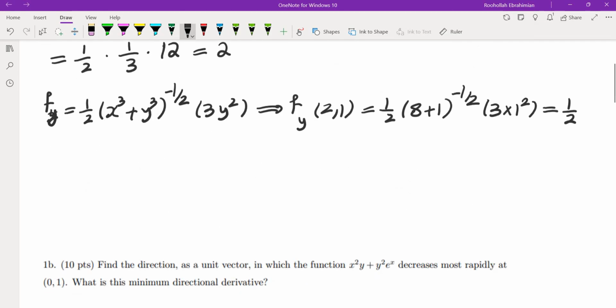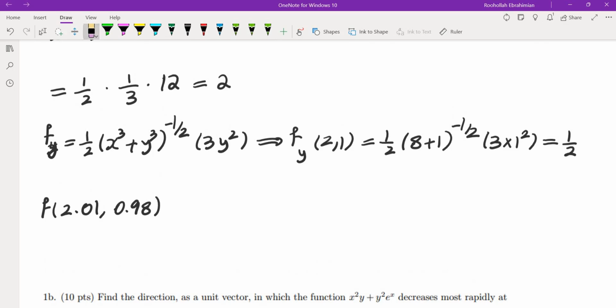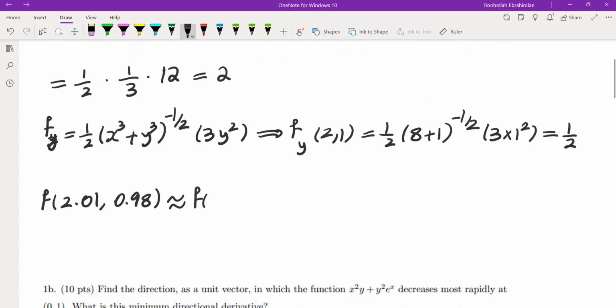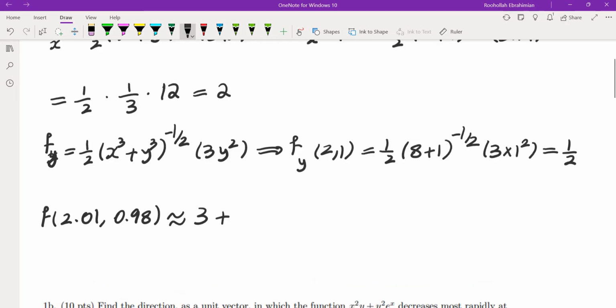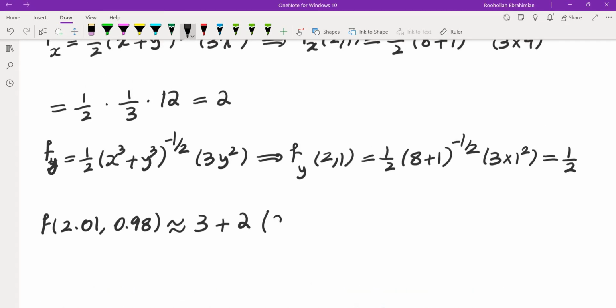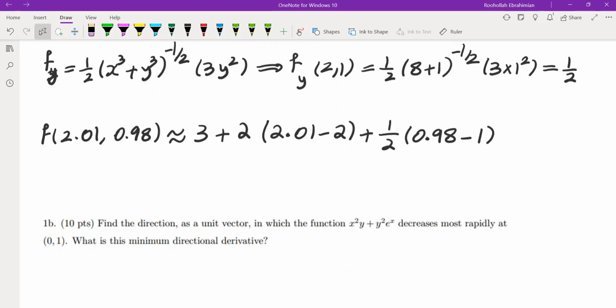So now we can approximate f of (2.01, 0.98). I believe that's the number that they gave us. Okay, so this is going to be approximately f of (2, 1), which we evaluated as 3, plus f sub x, which is 2, times x minus 2, which is 2.01 minus 2, plus f sub y times y minus y naught. And they asked us to simplify our answer, so we'll have to simplify this.